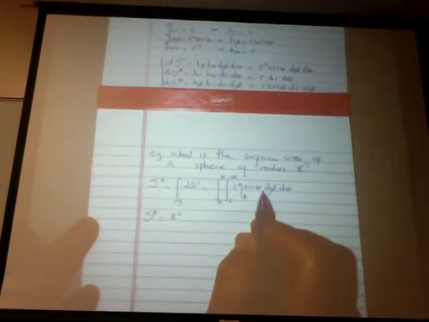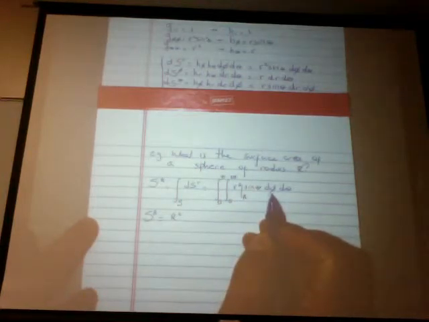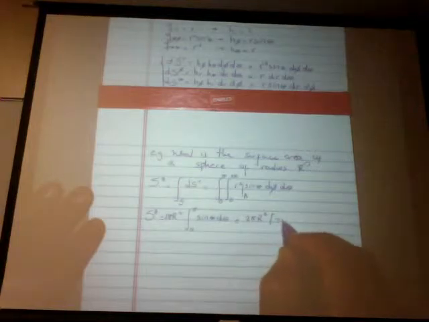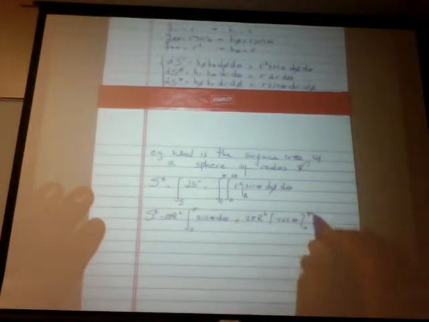So, r comes out as R squared, then we need to take the integral of 1 with respect to phi, that's phi, evaluated from 0 to 2 pi, that's 2 pi. So that would be 2 pi times the integral from 0 to pi of the sine of theta d theta. The integral of sine is minus the cosine, right? So that would be 2 pi R squared times minus the cosine of theta from 0 to pi.